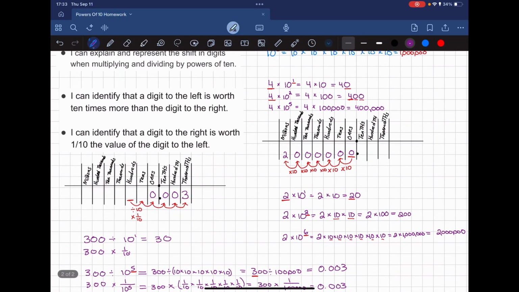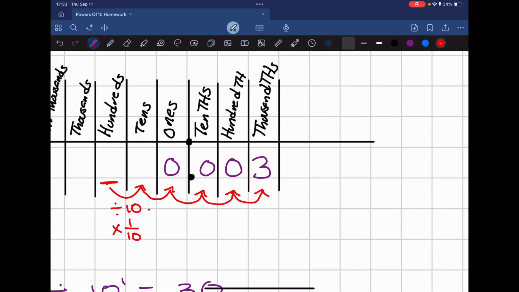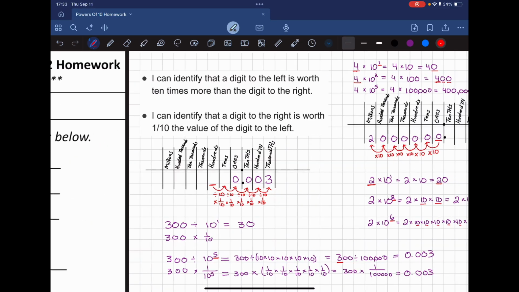The last two say I can identify that a digit to the left is worth 10 times more than the digit to the right. Oops, you know what, guys? I'm sorry, I forgot to write divided by 10 all the times here. Divided by 10, divided by 10, divided by 10, divided by 10. Or times 1 over 10, times 1 over 10, times 1 over 10, times 1 over 10. Once again, those are interchangeable.